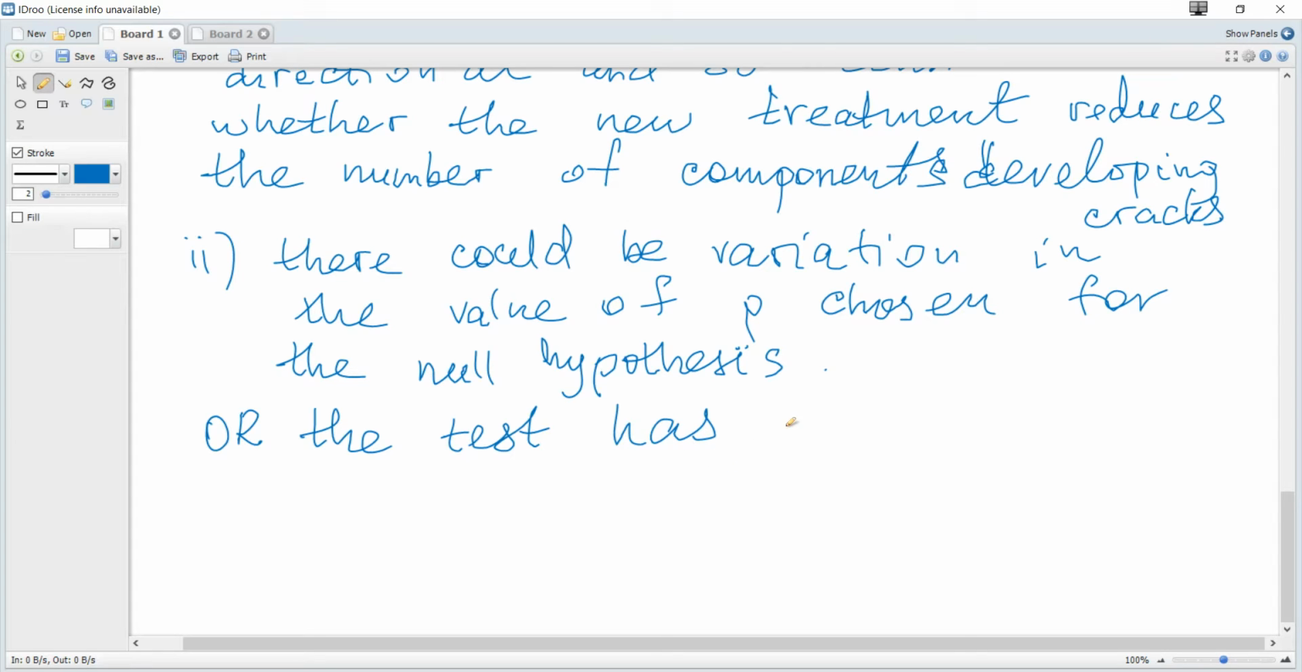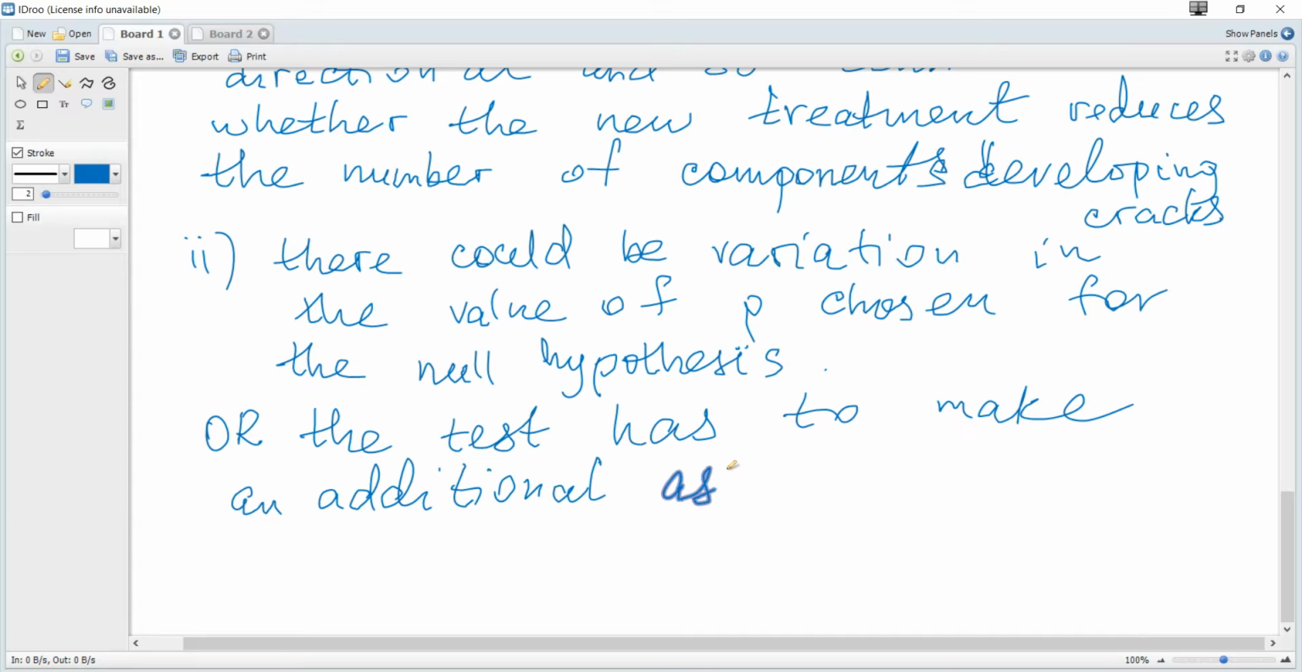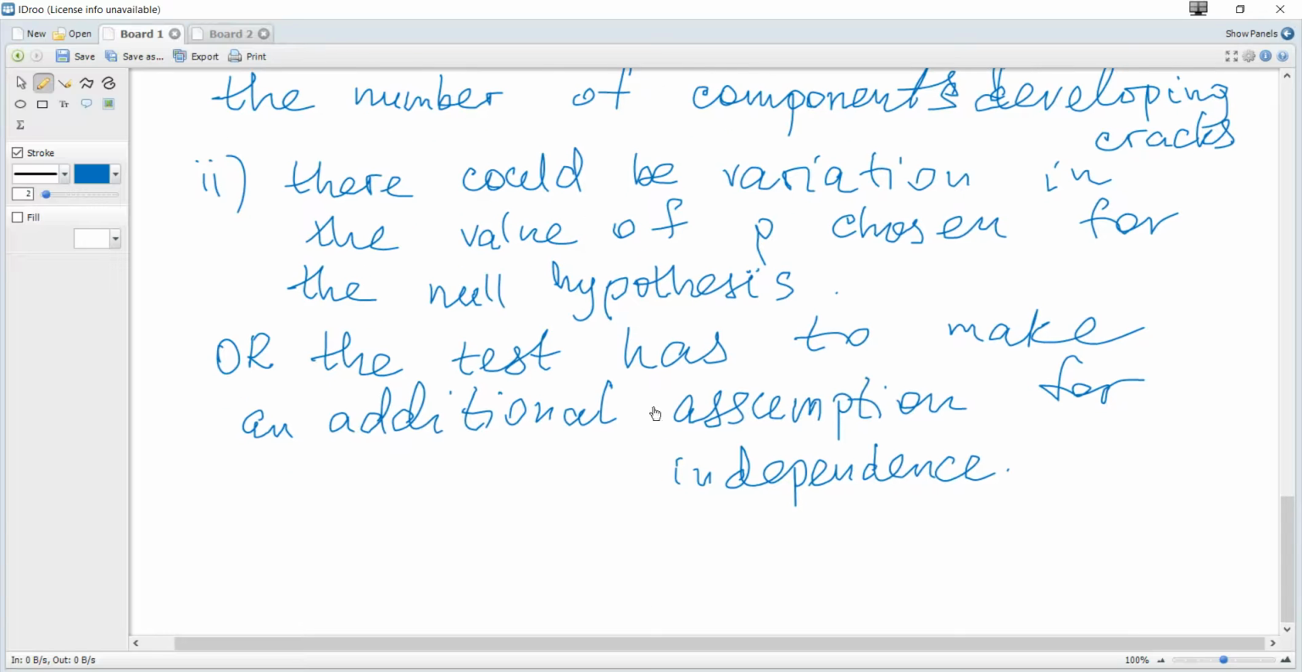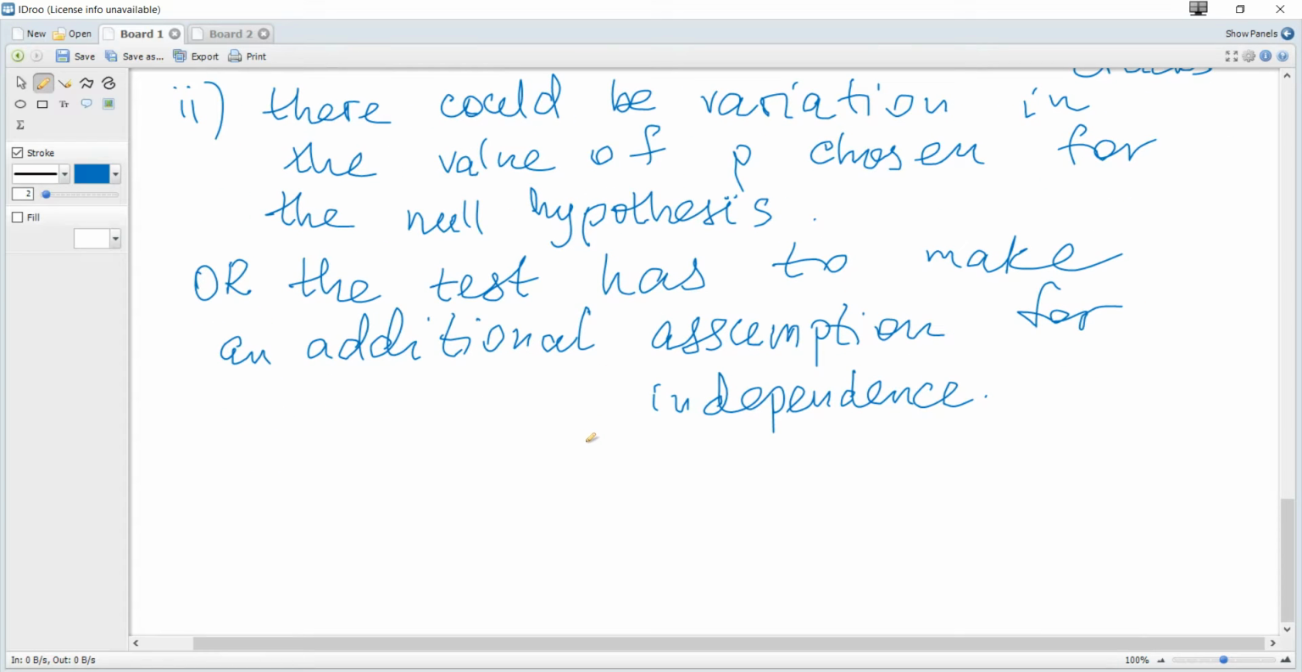The test has to make an additional assumption for independence. And the next.